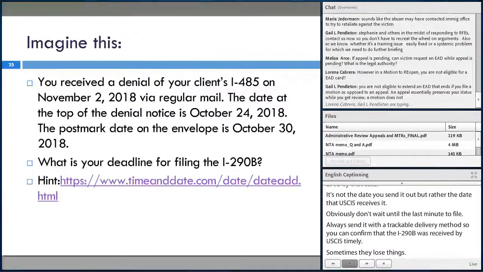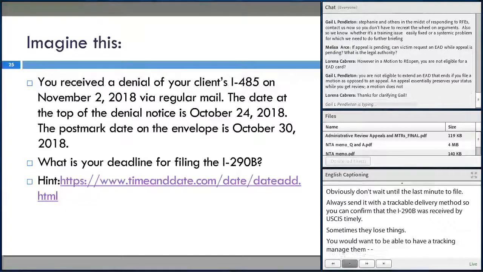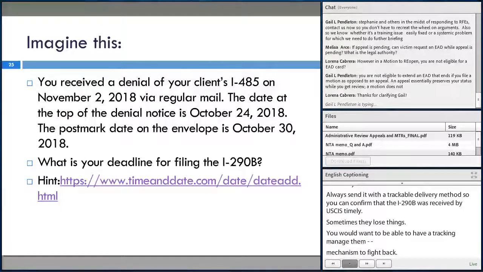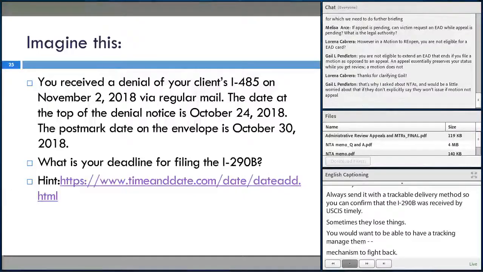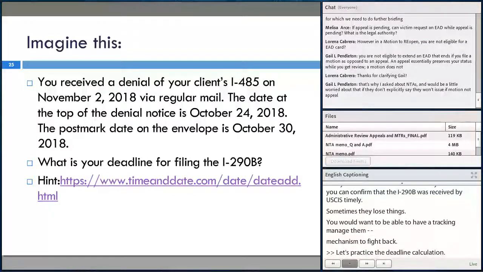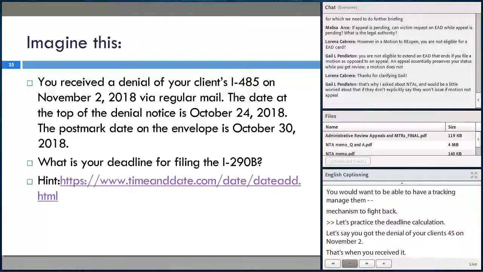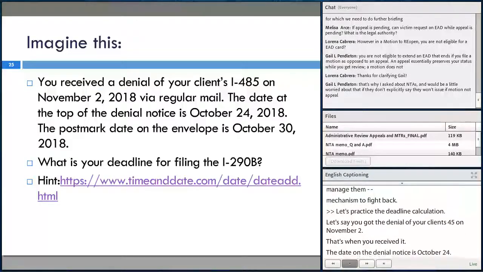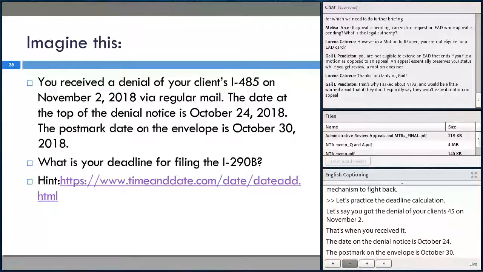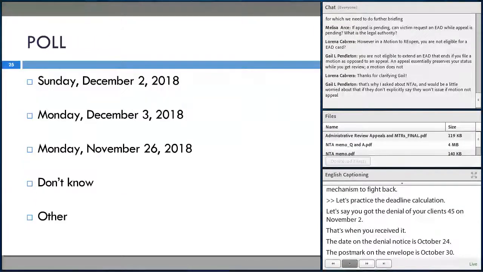So let's practice with this deadline calculation. Let's say you got the denial of your client's I-485 on November 2nd. So that's when you received it. And then the date on the denial notice is October 24th, but the postmark on the envelope is October 30th. So keeping in mind that you've got 33 days to get your I-290B into USCIS, what's your deadline? And you can use this little time and date calculator to calculate it if you don't want to count it out. And here are your choices.